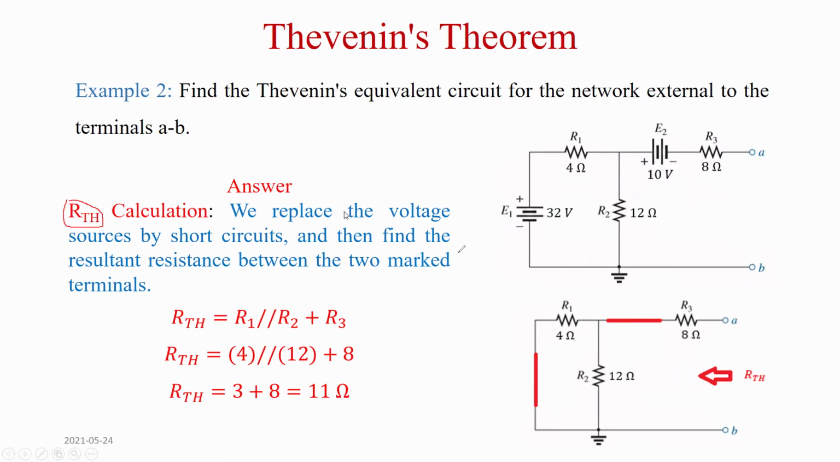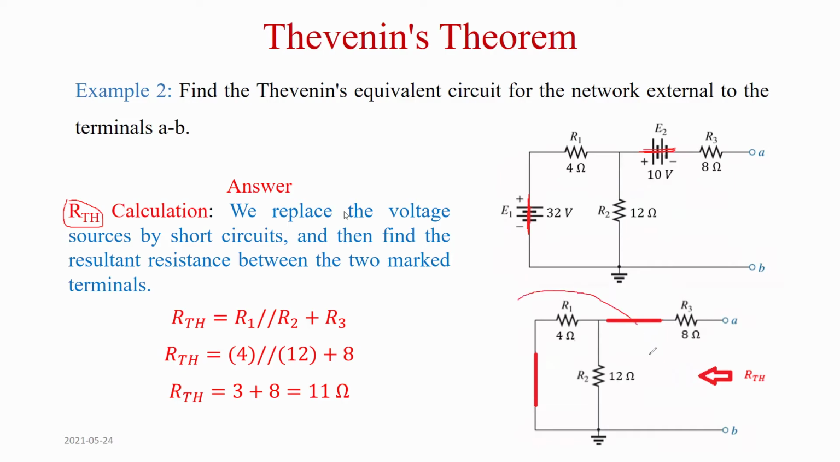Okay, R Thevenin, how do we find it? We remove the sources, the effective sources. We only want resistors in the circuit. So voltage source we replace with the short circuit, so it's 0 volt here. Voltage source we replace with the short circuit. This is what we have.